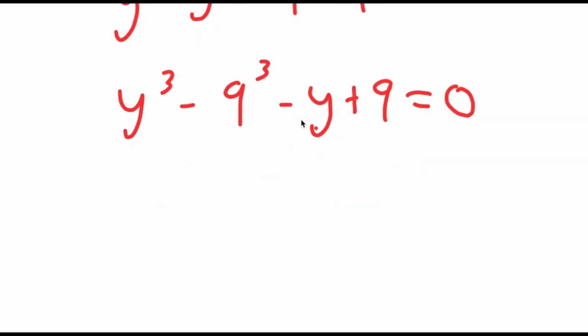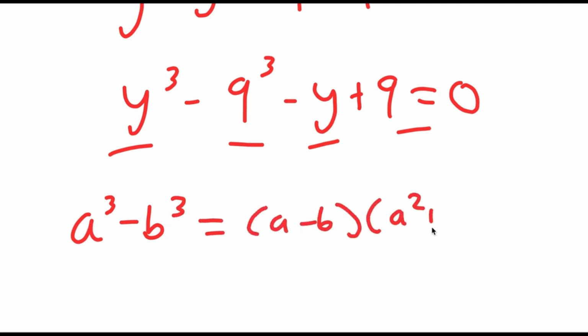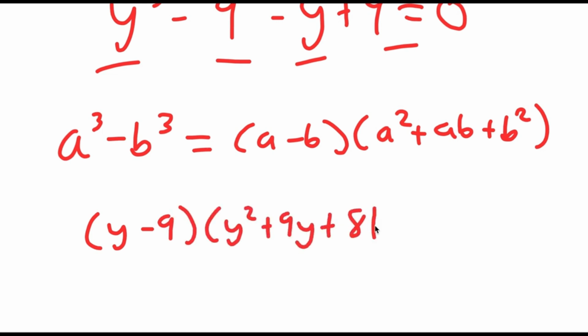The reason I'm doing this is because notice now how we have a number to the power of 3 minus that same number to the power of 3. And then we just have those two same numbers but without being cubed. So now from here, I'm going to use the property a to the power of 3 minus b to the power of 3 is equal to a minus b times a squared plus ab plus b squared. So I get y minus 9 times y squared plus 9y plus 81. And now I have this minus y plus 9 is equal to 0.